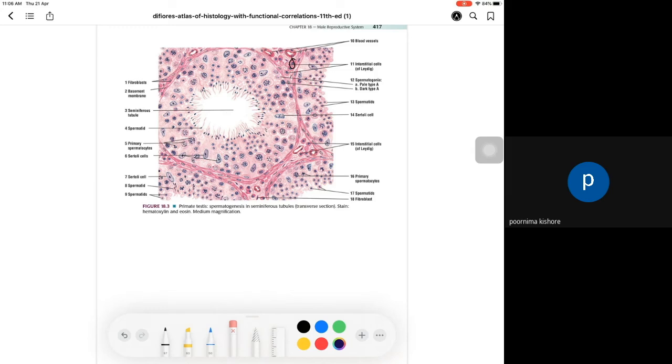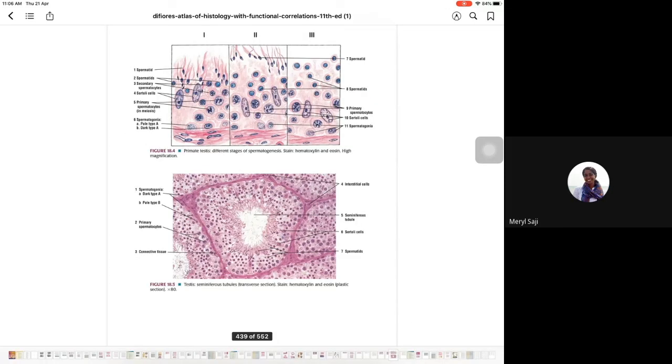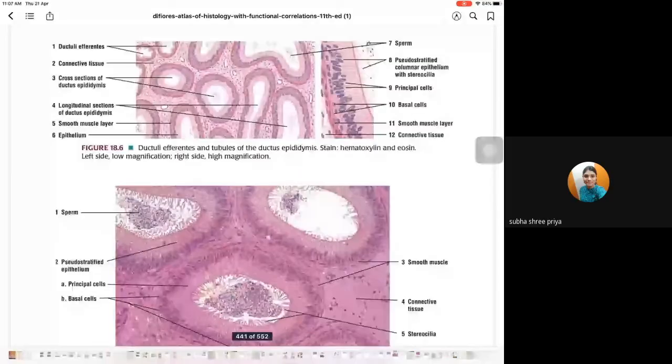The Leydig cells are known as interstitial cells because they are in the interstitium in between the seminiferous tubules. Here you can see much higher power. Again, it is the same thing: Sertoli cells and germ cells of varying stages, with the mature spermatids and spermatocytes in the luminal surface.